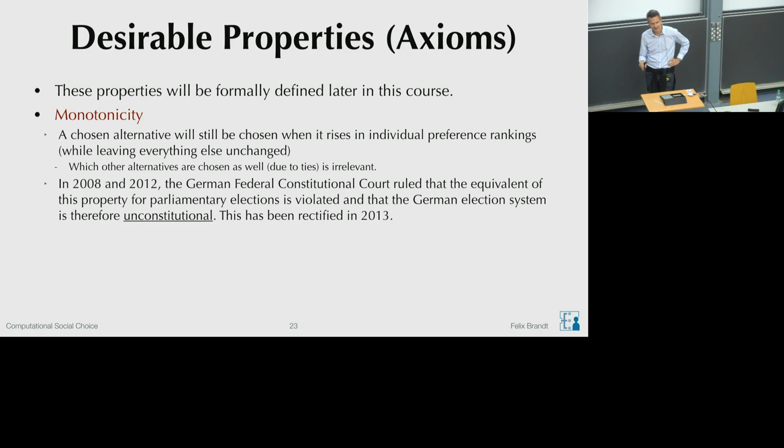So in this course, we are talking about the simpler case where we are just voting for one single alternative, where the outcome is just a single alternative or a set of alternatives, but not an assignment of parties to seats.